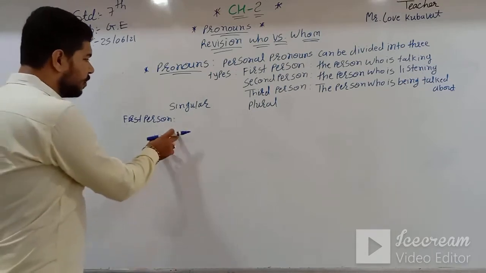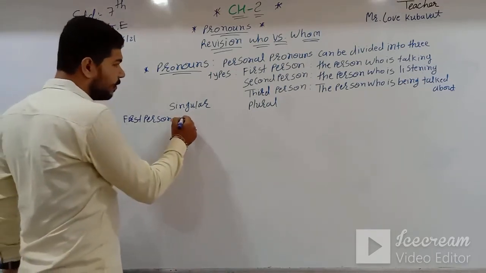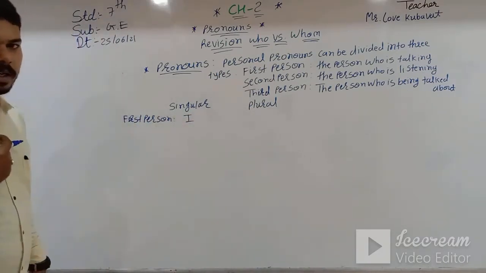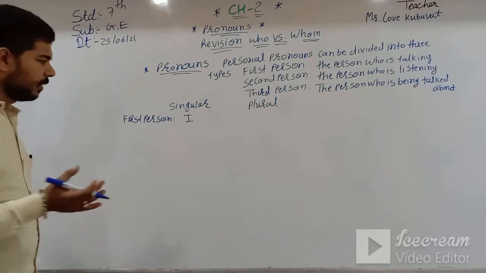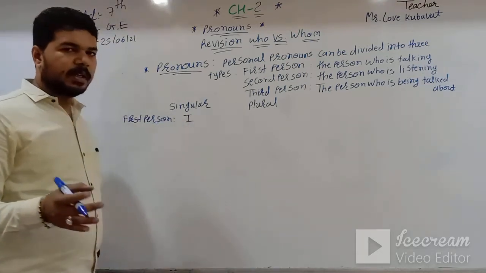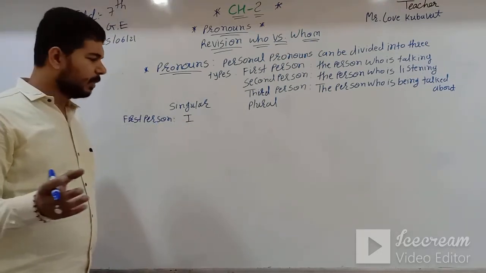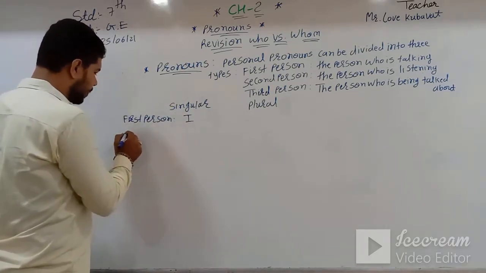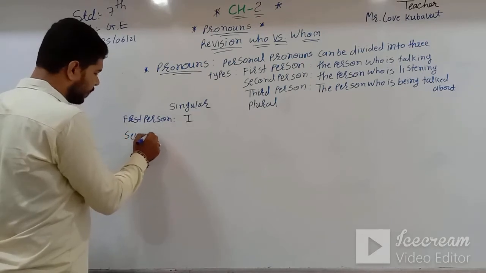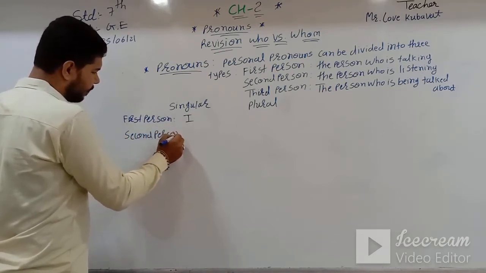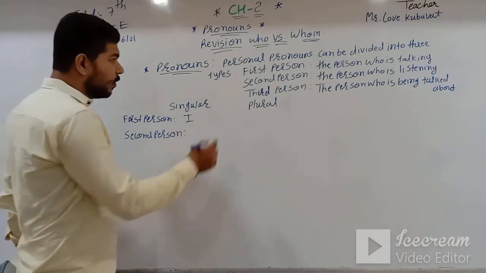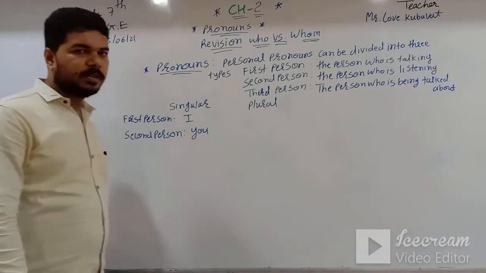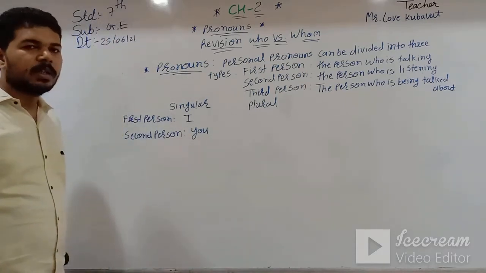We will draw the diagram in singular. First person, the person who is talking. First person, I. Both genders. I also indicates boys and girls, meaning both genders in singular. First person, I. Second person, the person who is listening. You are listening to this video, so you are the second person.